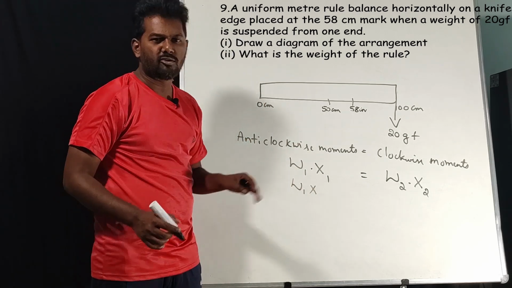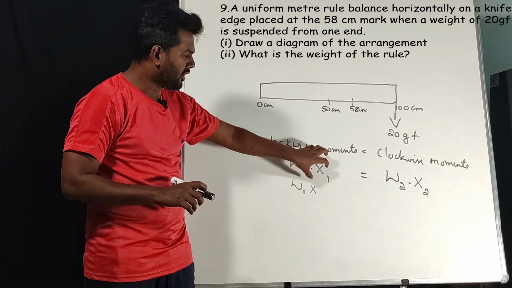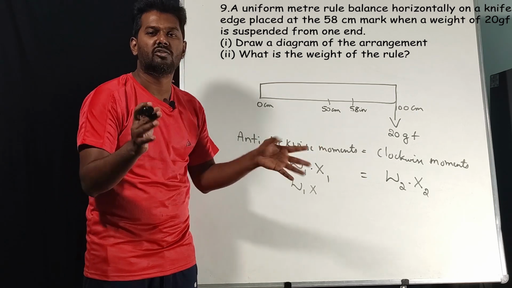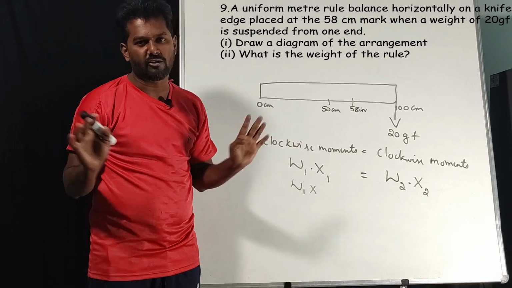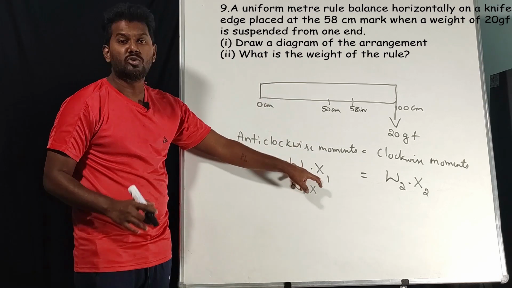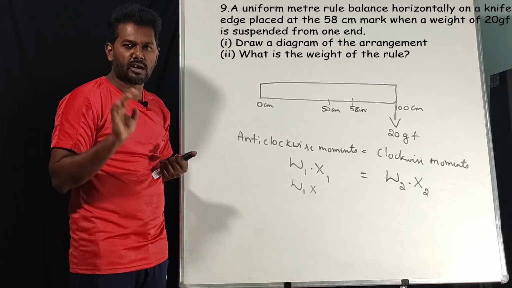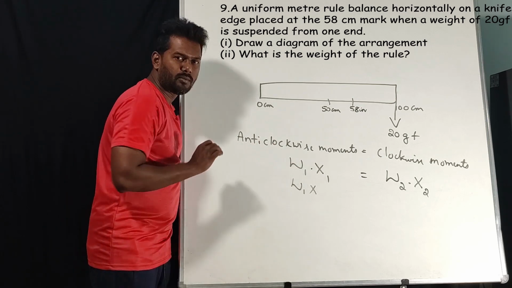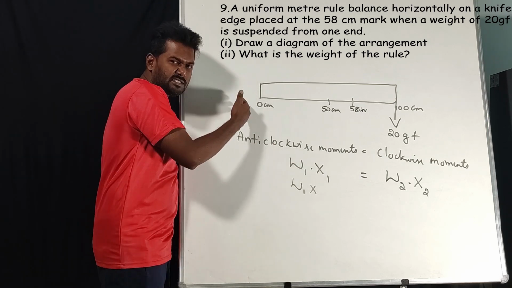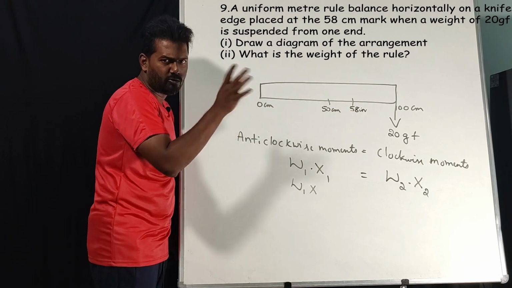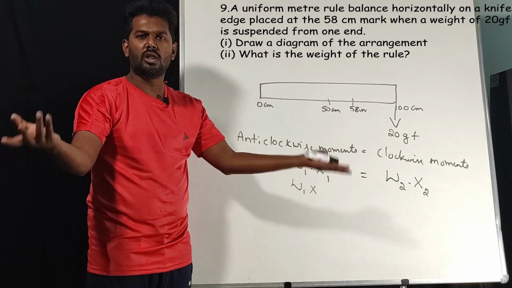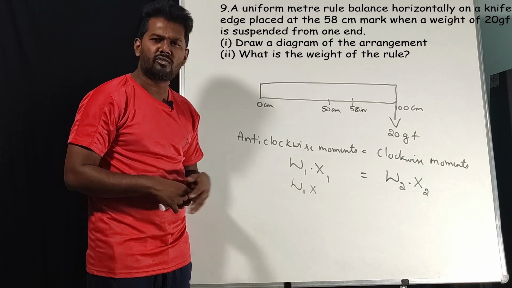Now we have to write the value of x1. If we don't know the value of x1, then we cannot solve this question. Why? Because if we have two variables in one equation, we cannot find the answer, correct? So the x1 value we should know. How can we calculate it? What do you mean by x1? x1 is nothing but the distance from the load to the pivoted point. We don't have the load on this side. Then how can we find the value of x1?